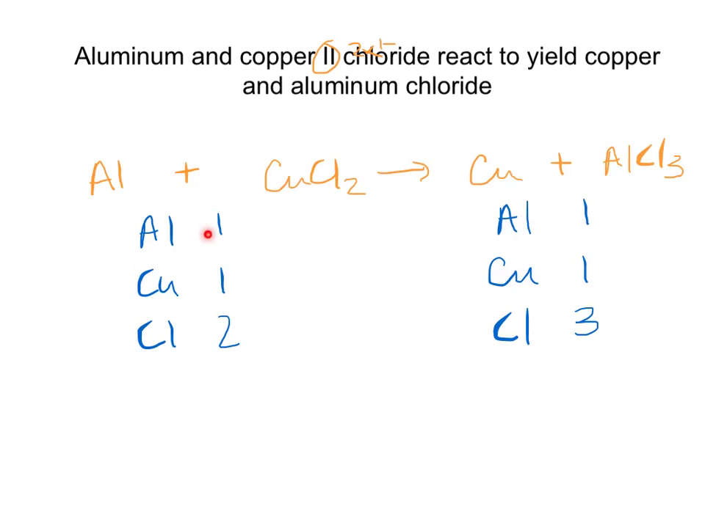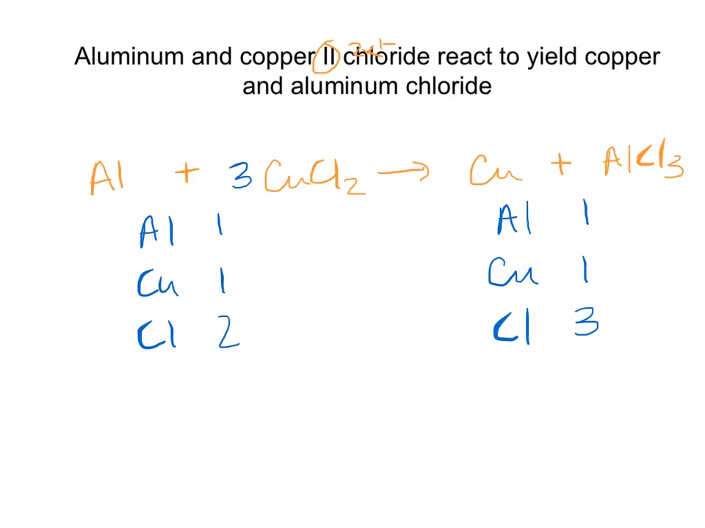So we have the same number of aluminums and coppers, but a different number of chloride ions here. What we need to do is balance them out. I think of the lowest common denominator between 2 and 3, which is 6. So I am going to put a coefficient of 3 in front of our copper(II) chloride, because that will give me 6 chlorines now.